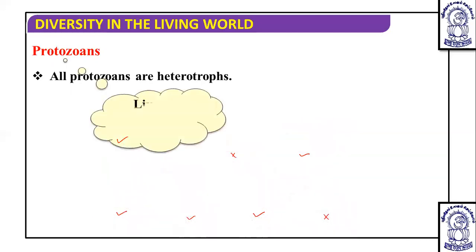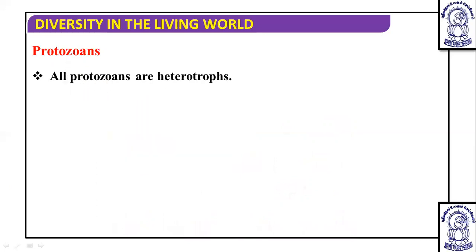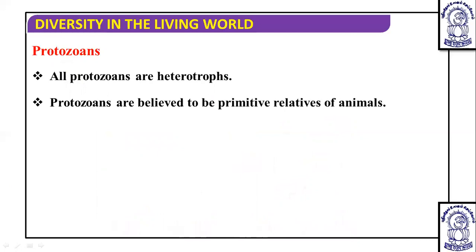Now, next we talk about how they live as a parasite or predator. Then these protozoans are believed to be primitive relatives of animals. Students, this is one of the important statements which I have already asked in exam. So you should remember that they are believed to be primitive relatives of the animal.